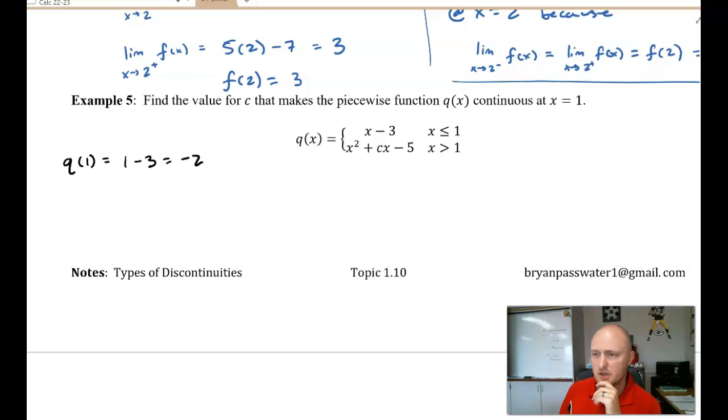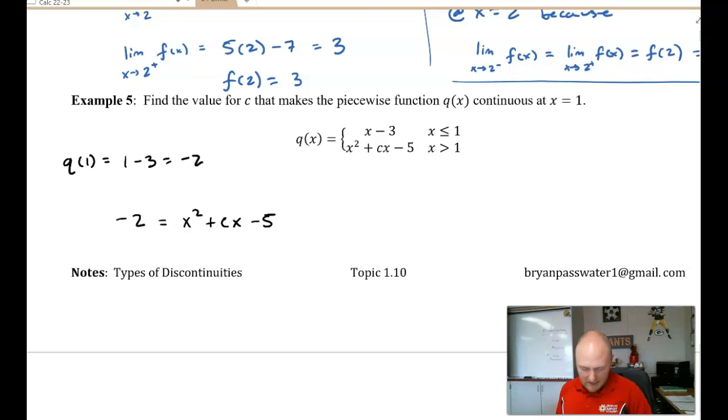Okay, so I already did the left piece, right? As we're approaching 1 from the left, that's what the limit from the left is going to be. Okay, and then q of 1 is negative 2. So I want q of 1, which is negative 2, to be equal to the limit as x approaches 1 from the right. Well, that's just this value. That's the x squared plus cx minus 5.